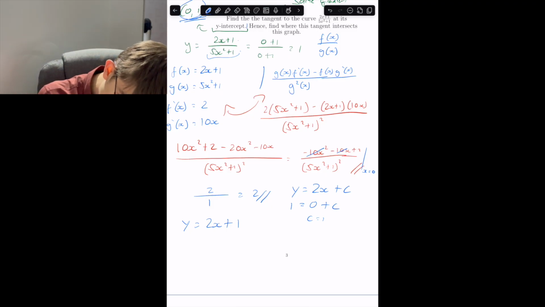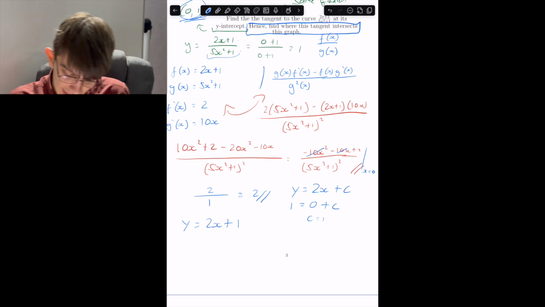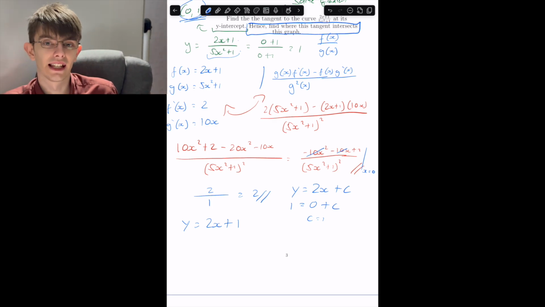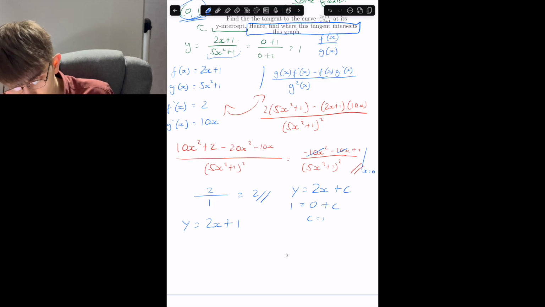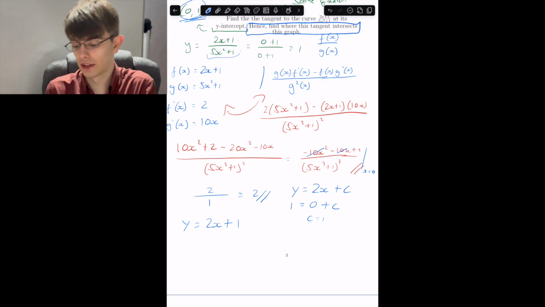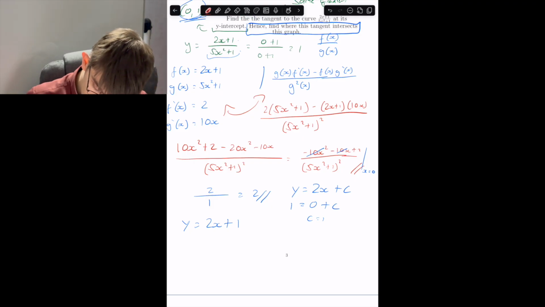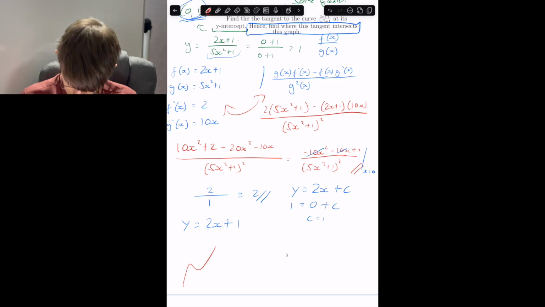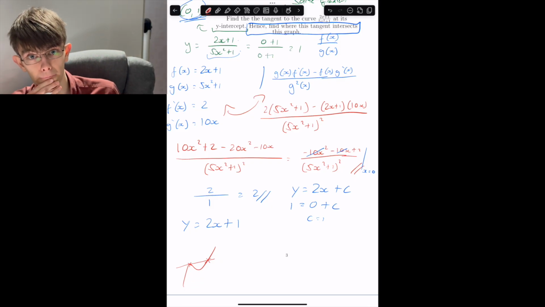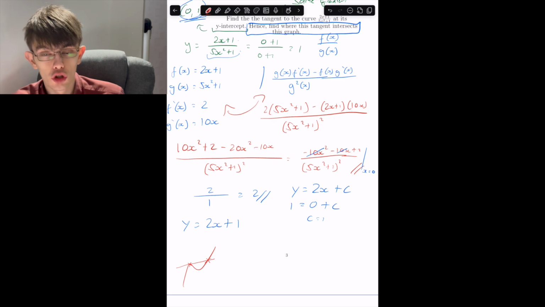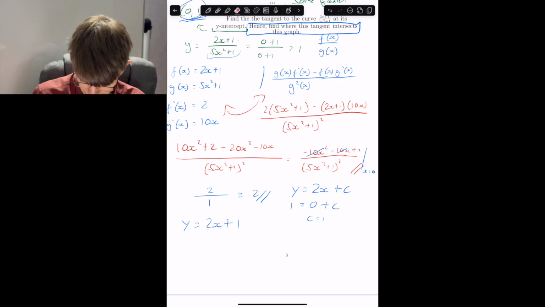However, there's another part to this question. It says, hence, find where this tangent intersects this graph. Now, a lot of my students stop at this point in the working and say, I'm finished, because it only intersects this graph at this one point. However, the reason this is a question is, imagine I have a graph that looks like this, and I have a tangent to this point here. Yes, it intersects the graph here, but it has a second intersection point, meaning I need to go looking just in case my graph has one. And spoiler alert, it does.